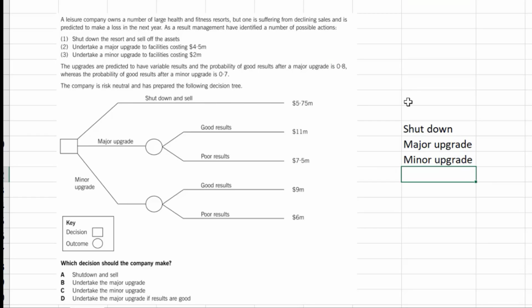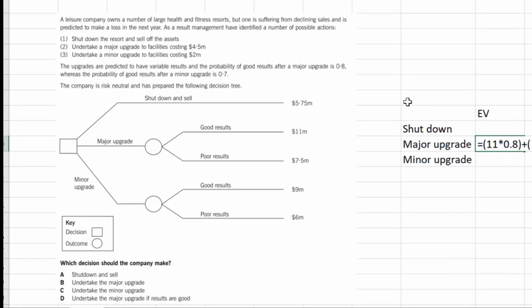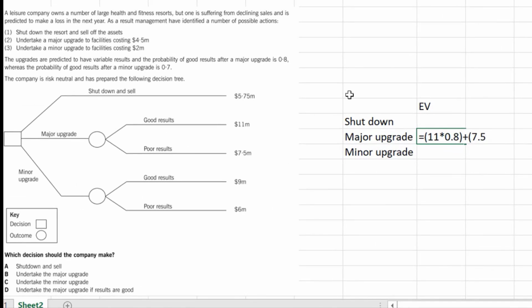Okay, so the major upgrade, right, the expected value, make a column there, that's going to be equal to the 11 million multiplied by 80%, 0.8, plus the poor results, which are 7.5 million, multiplied by 0.2, the 20%.